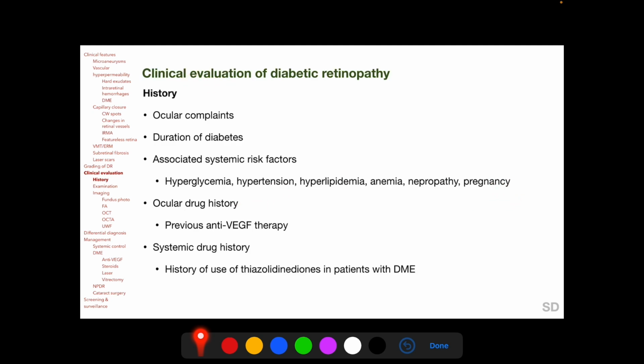Clinical evaluation of diabetic retinopathy includes taking a history about ocular complaints, duration of diabetes, very important, associated systemic risk factors such as hyperglycemia, hypertension, hyperlipidemia, anemia, nephropathy, and pregnancy, all of which can contribute to rapid progression of severity of diabetic retinopathy, ocular drug history, particularly previous anti-VEGF therapy, because response to anti-VEGFs may be variable and this may help in deciding on future anti-VEGF, and systemic drug history, particularly about use of thiazolidinediones, which are a class of anti-diabetic drugs but have been found to promote diabetic macular edema.